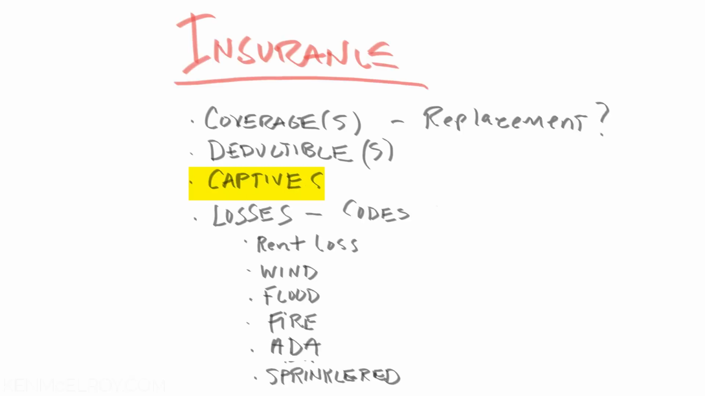Insurance captives are something you should look into. Now, this is something that people are really doing right now because insurance costs are going crazy and people are trying to take a look. How can I self-insure a piece of the property but still take care of my big losses?